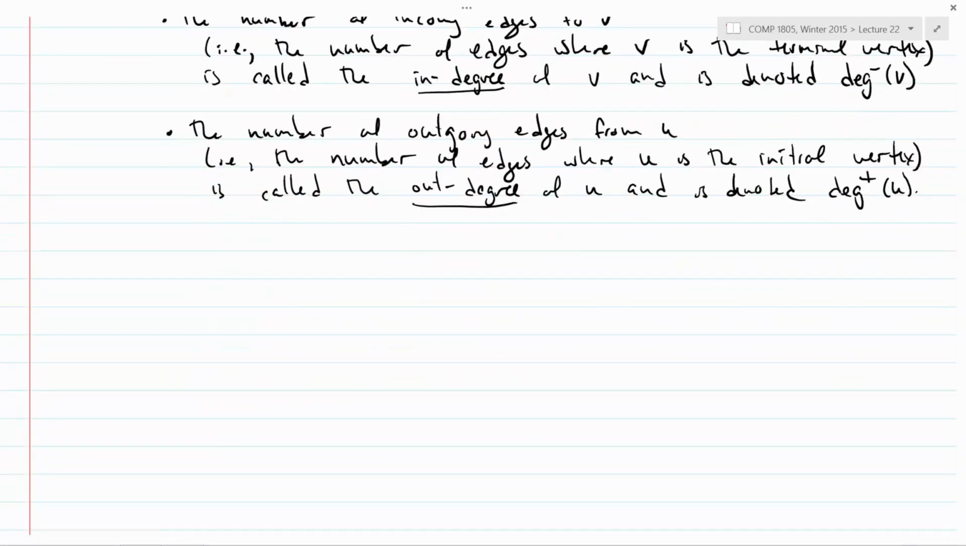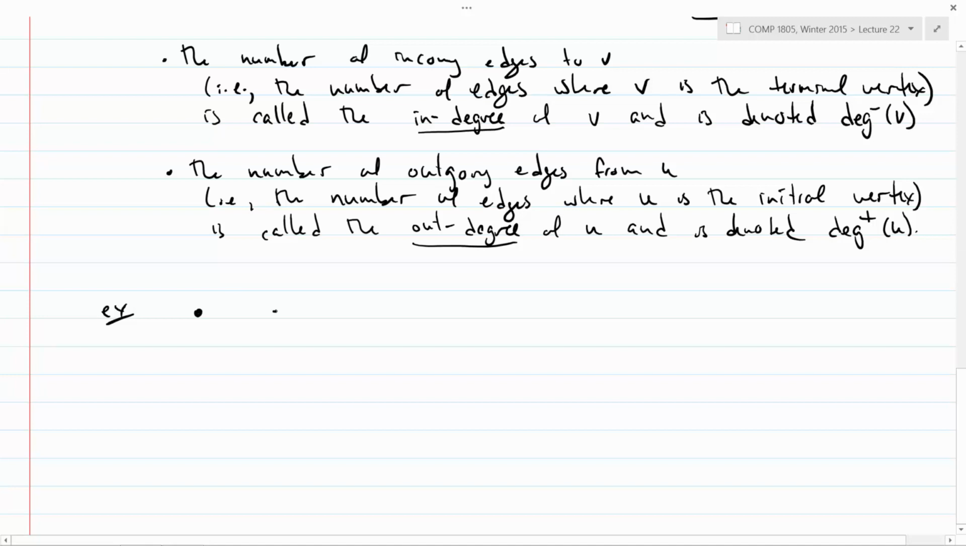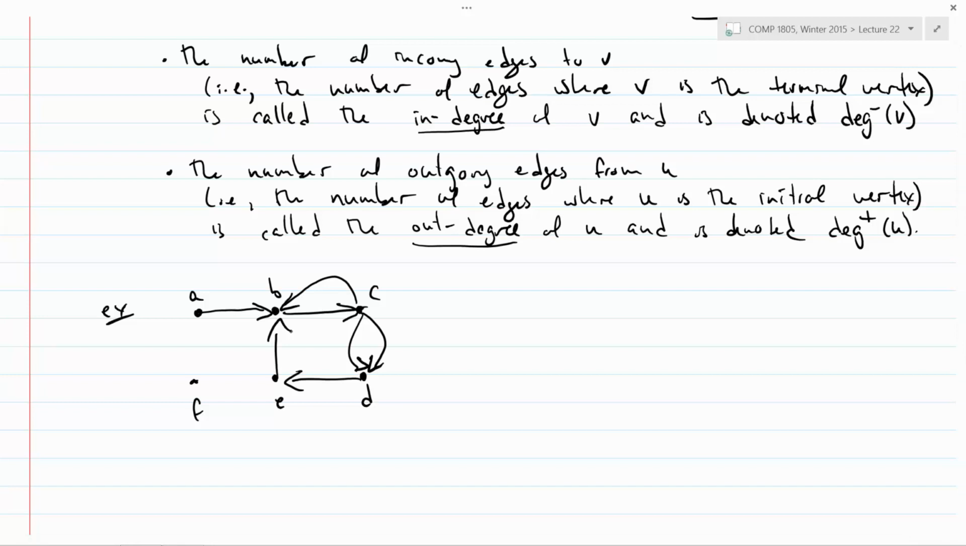So let's take a look at this. Let's do an example with this. I'll do something similar to the last one, but I'll direct some of those edges. So A, B, C, D, E, F. Maybe A goes to B, B goes to C, C goes back to B, C goes to D twice, D goes to E, and E goes to B. Let's just say. All right. So let's figure this out.